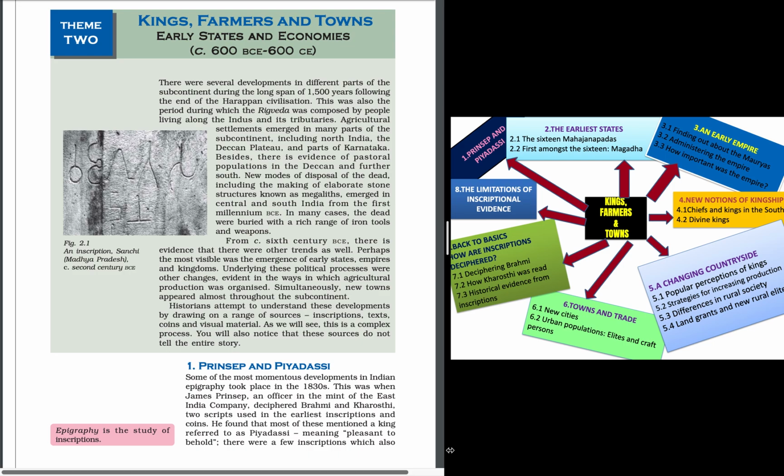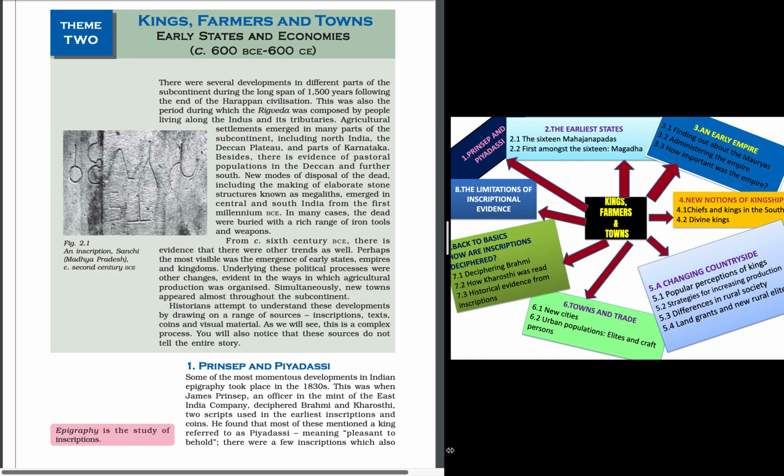Today I'm going to talk about the second chapter of class 12th NCERT book, Kings, Farmers and Towns. Basically, the chapter deals with the early states and economies of that time, and the timeline for this particular chapter is 600 BCE to 600 CE.